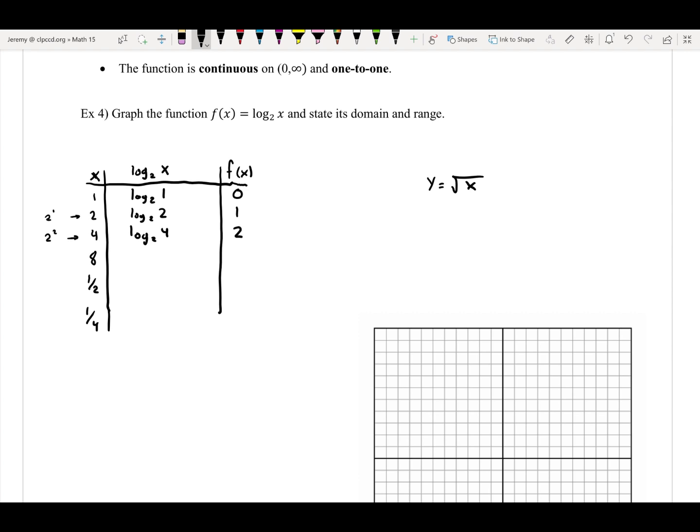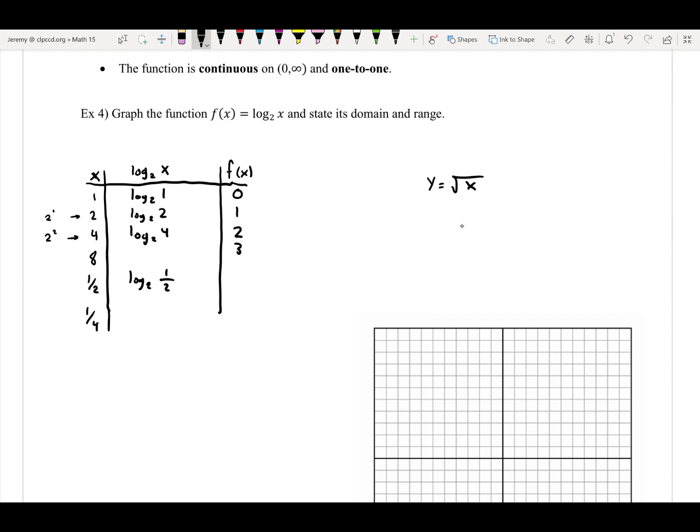2 squared gives me 4. Okay, and 2 cubed gives me 8. And how about this one? Log base 2 of 1/2. 2 to what power gives me 1/2?